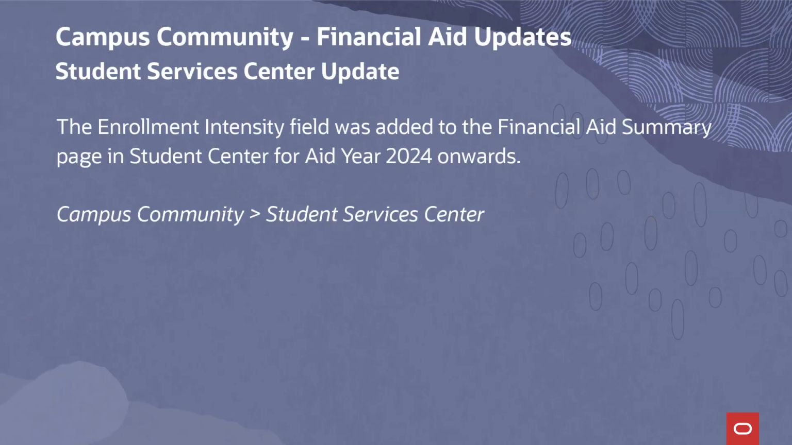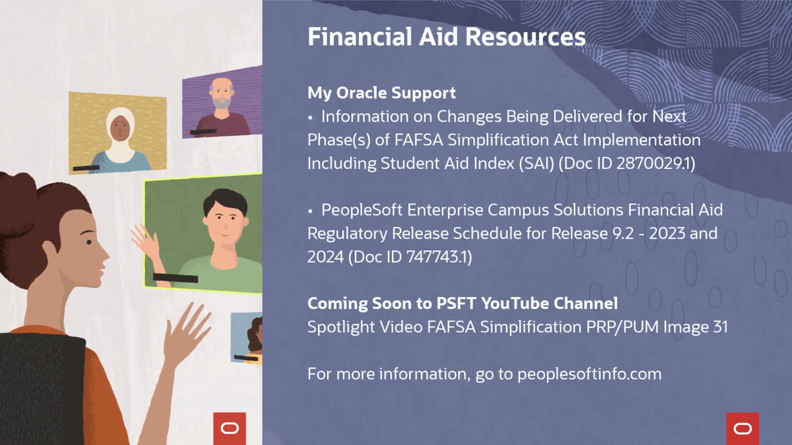As part of the financial aid updates, the enrollment intensity field was added to the financial aid summary page in Student Center for aid year 2024 onwards. With the significant amount of changes to Campus Solutions financial aid with the FAFSA simplification project, refer to My Oracle Support Doc ID 287-00291 for more detailed information and additional videos.